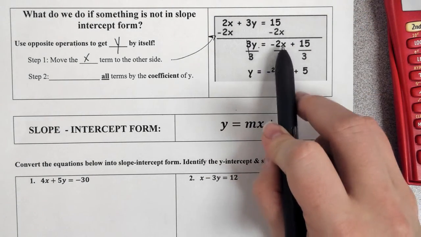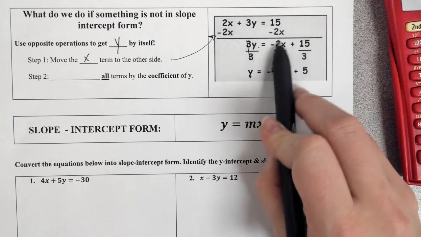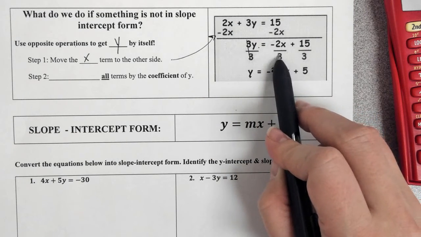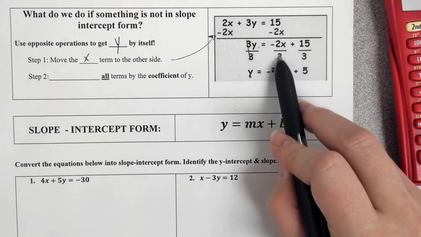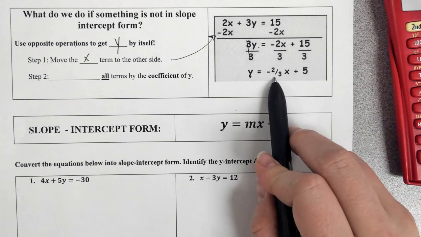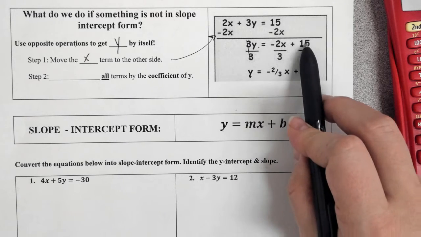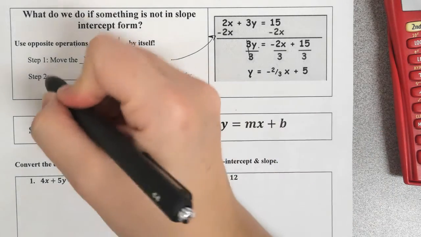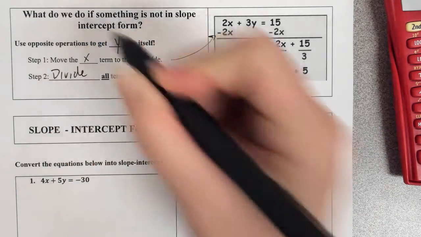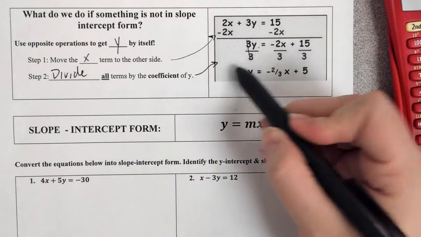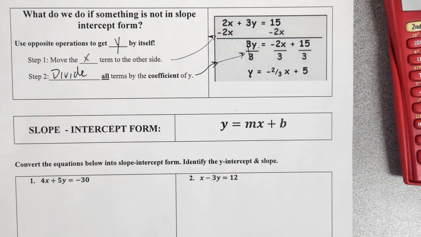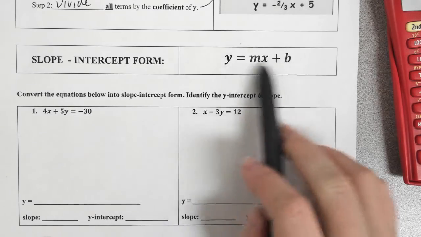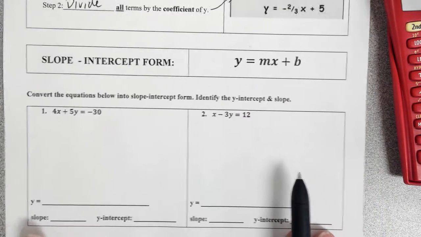If I divide by 3 on this side, I need to divide by 3 on the whole right side. So I'll divide here by 3 and here. I can't simplify that fraction, so I'll just leave it as negative 2/3, but I can divide 15 and 3 and I'll get 5. So that second step was to divide all the terms by the coefficient of y, and that's what I did here. Again, this is our goal, get y by itself.